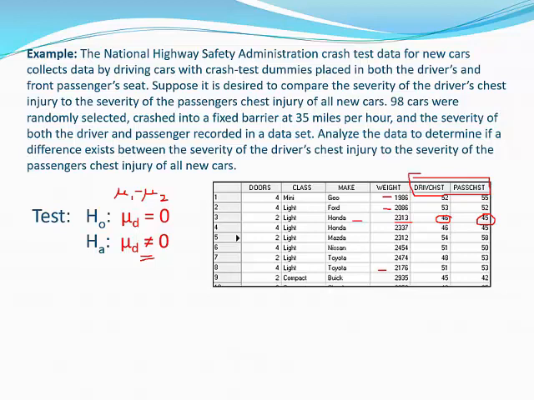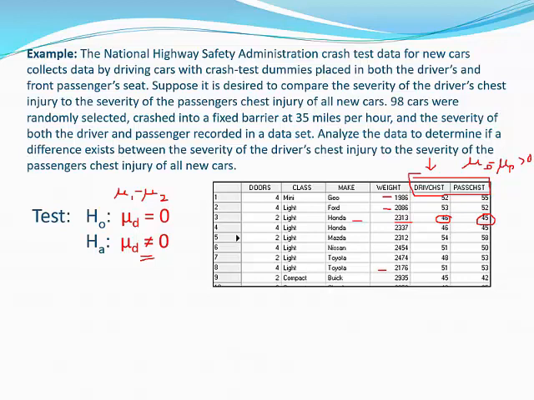However, in another problem, maybe someone wants to show that the driver chest injury rating is bigger than the passenger chest injury rating. Now the order matters, because maybe you want to do this, and I'll use D and P here, maybe mu D minus mu P. If I want to show that D is greater or exceeds, I'm going to do a greater than test.